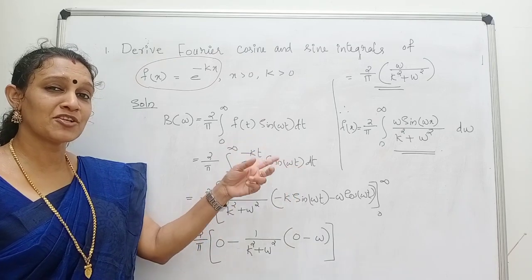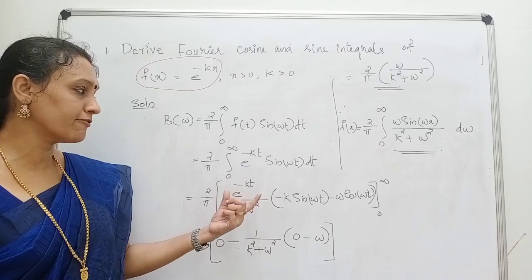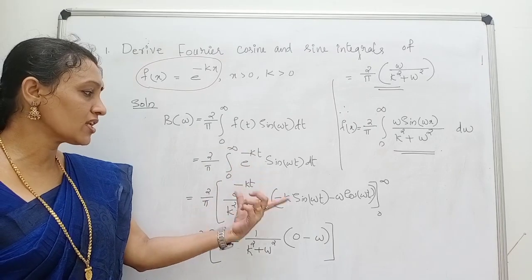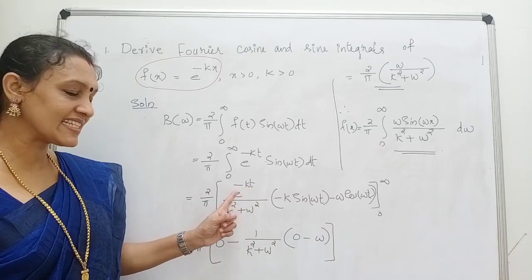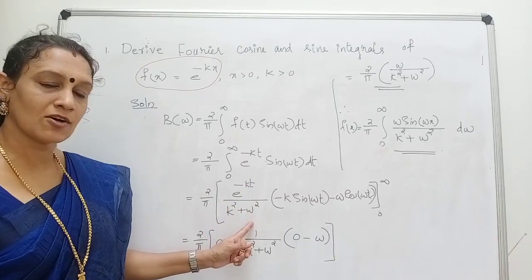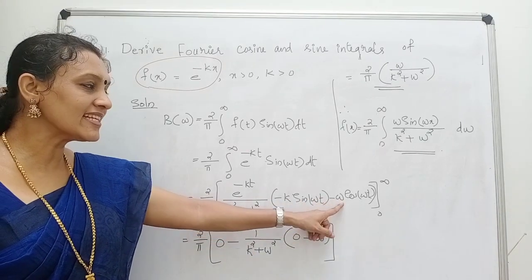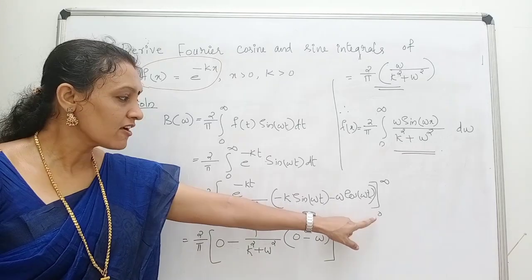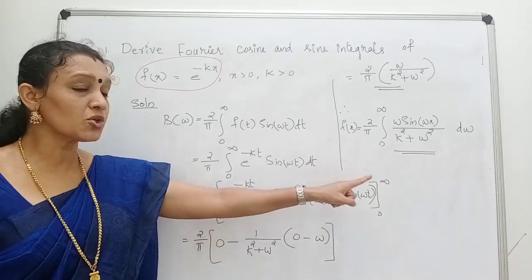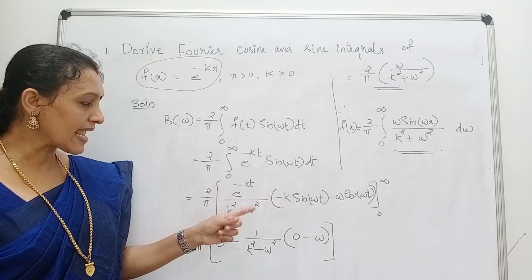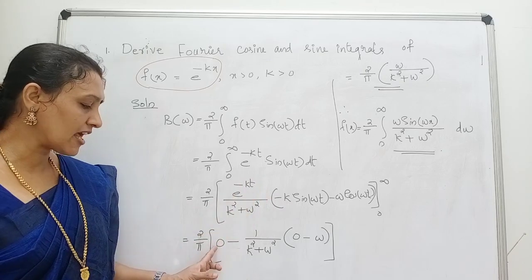As I told you earlier, go through the previous video and use the shortcut method for integrating these types of functions. This is the integrated value: e raised to minus kt divided by k square plus omega square into minus k sin omega t minus omega cos omega t, with the limits 0 to infinity. When you substitute the upper limit, same as in the previous case, it becomes e raised to minus infinity and the value will be 0.